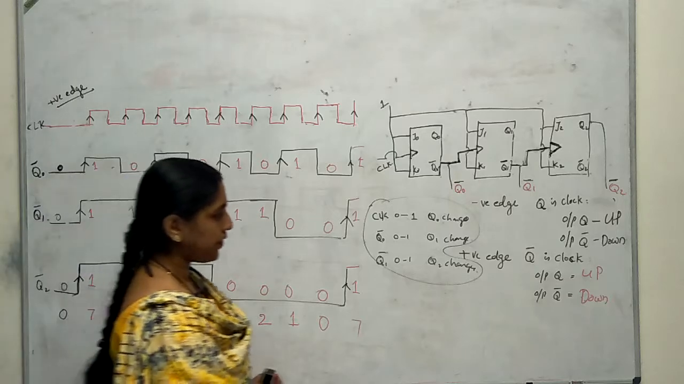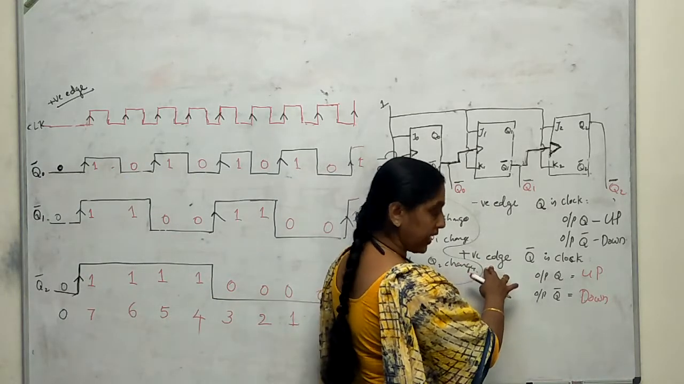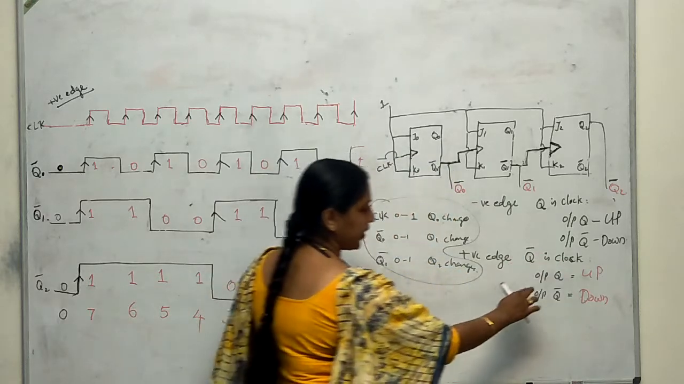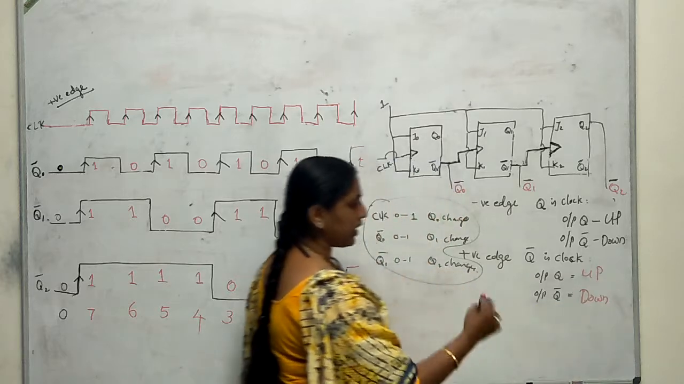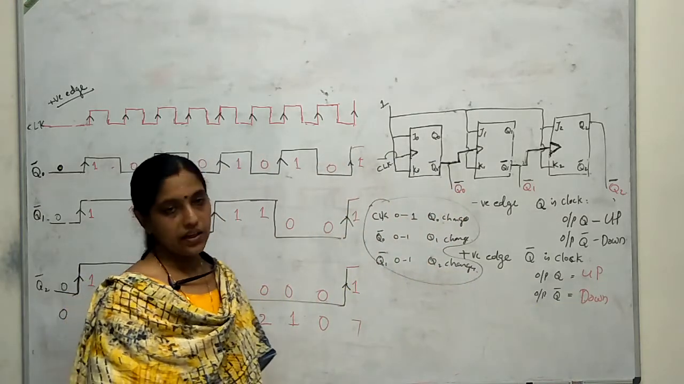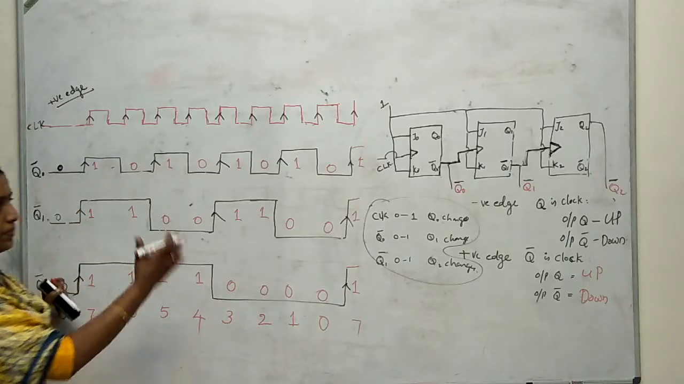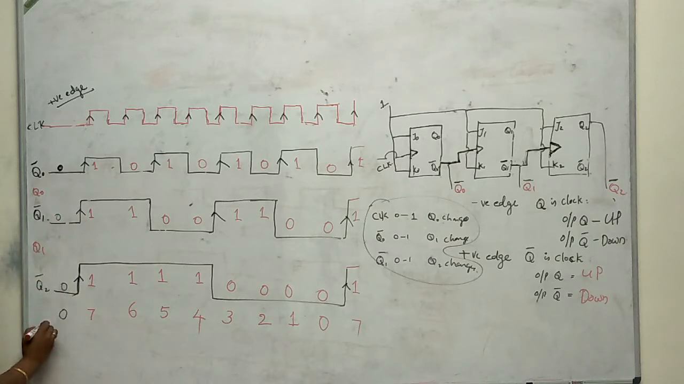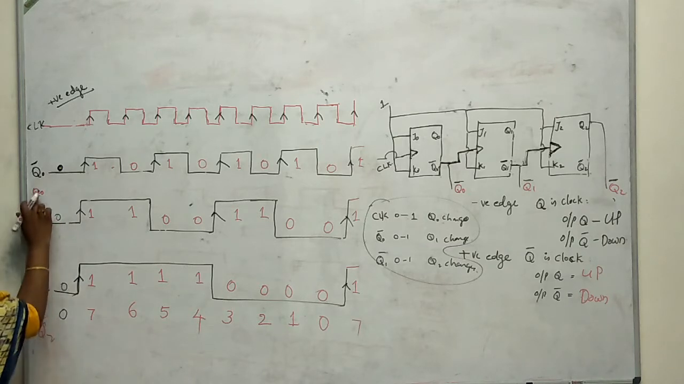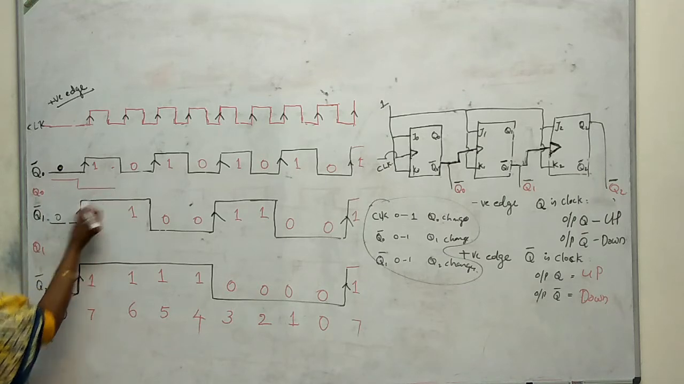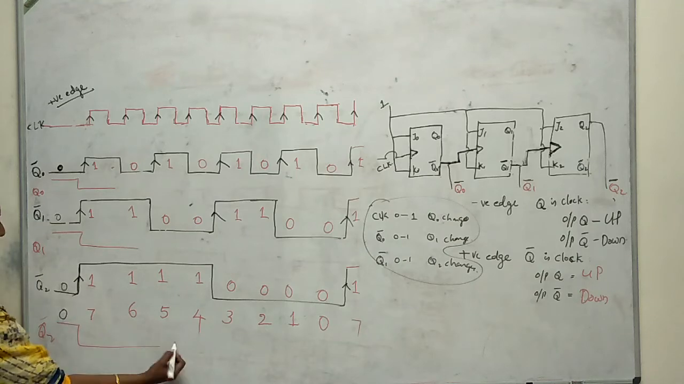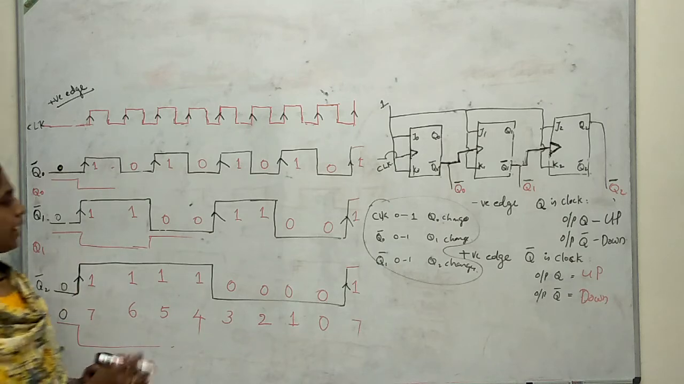So if you give a positive edge triggering clock, with the clock given from the Q bar output, and you take output from Q, then it will be an up counter, and if you take output from Q bar, then it will be a down counter. A similar timing diagram you can draw for Q0, Q1 and Q2. Q0 will be the complement of this, similarly Q1 will be the complement of this, and Q2 also will be the complement of this.